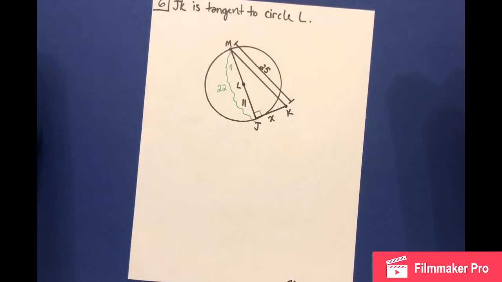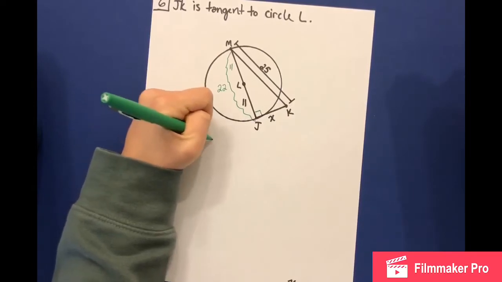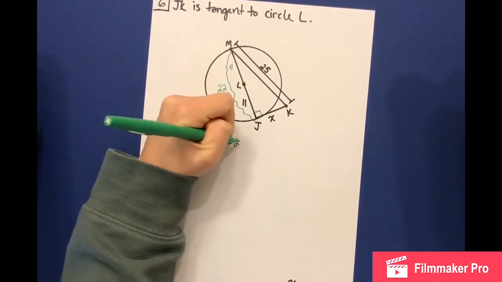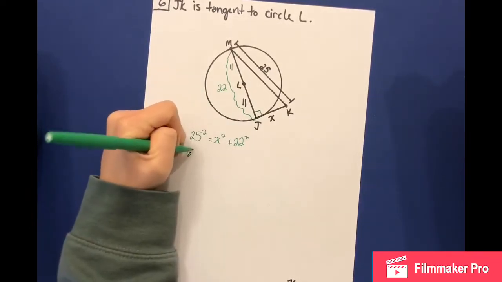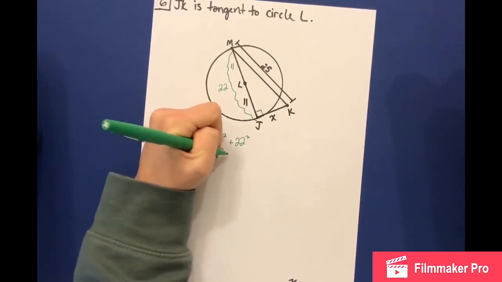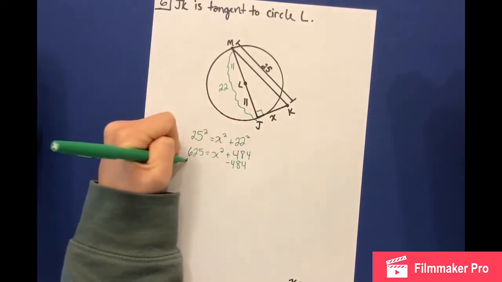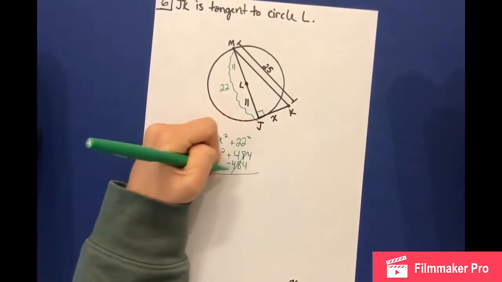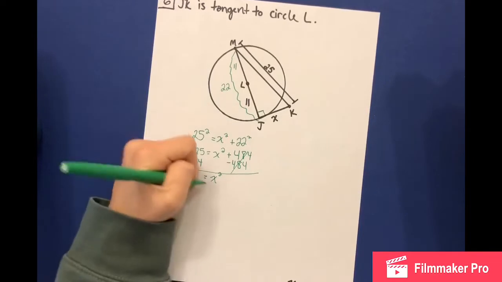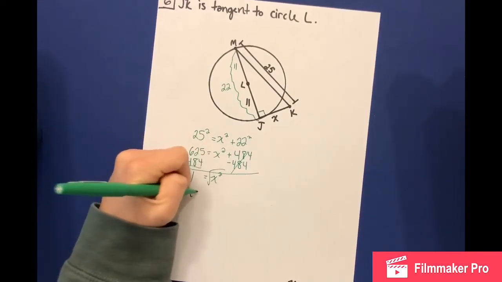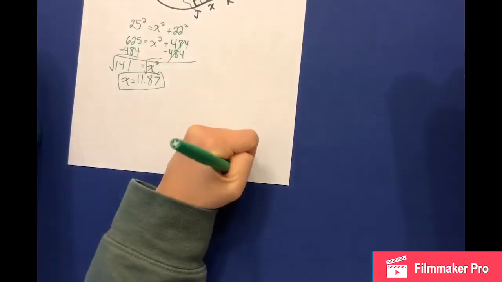I'm going to set up my problem using the Pythagorean theorem. I have 25 squared equals x squared plus 22 squared. In this case, I get 25 squared is going to be 625 equals x squared plus 484. Subtract off 484, subtract off 484. I get x squared equals 141. I'm going to square root both sides. I get x is equal to 11.87. I'm going to put that over here as my answer.